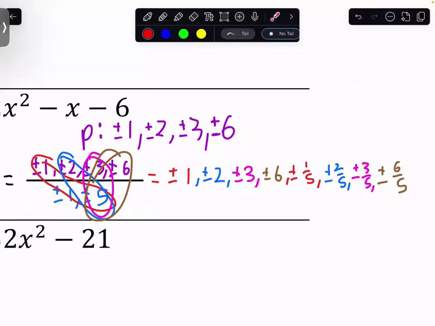Okay, so at this point, we have paired up all the numerators with all the denominators. So this would be our full list.